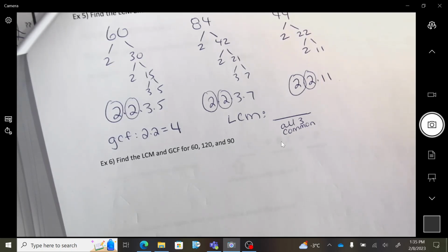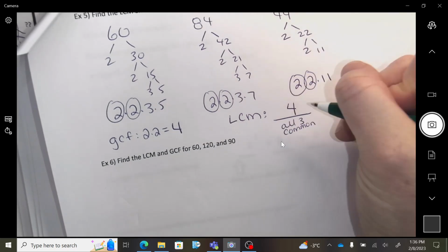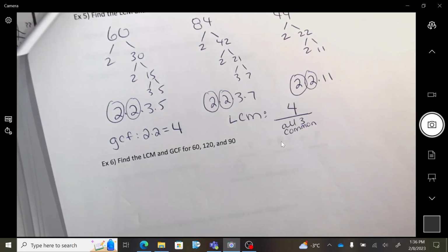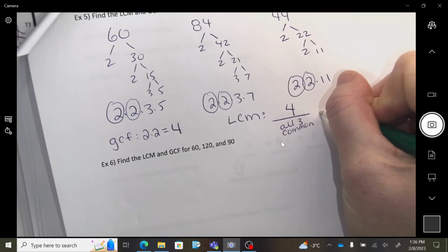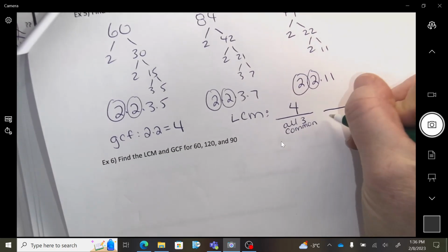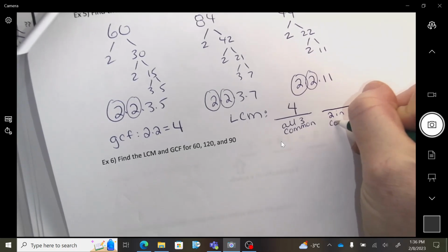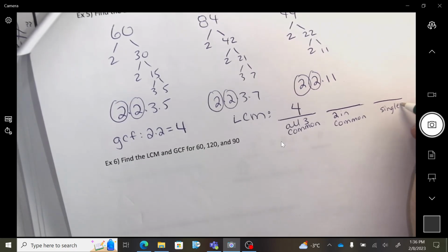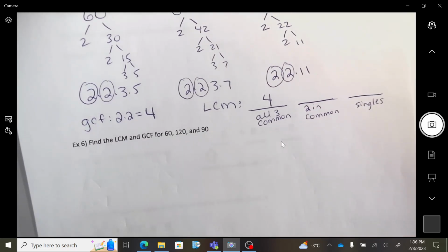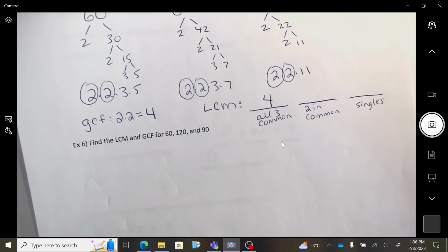Okay, so we always did this. The first thing was, what do they all have in common? So that was 4. Now, this is what changes. Before, I just did all the leftovers. But now I've added another ladder. So, 2 in common. And then the leftovers, which are singles. So that's just adding one ladder to it. So, are there any numbers where just 2 of them have it?